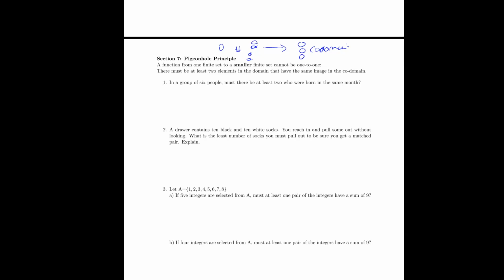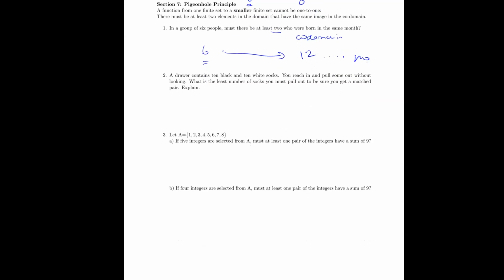If I have 6 people, do there need to be 2 people who have the same birth month? So I can think of the codomain as the 12 months of the year, and I've got 6 people. So no, because this number is smaller. You can think of these 6 people as spread out over the first 6 months of the year. So no.